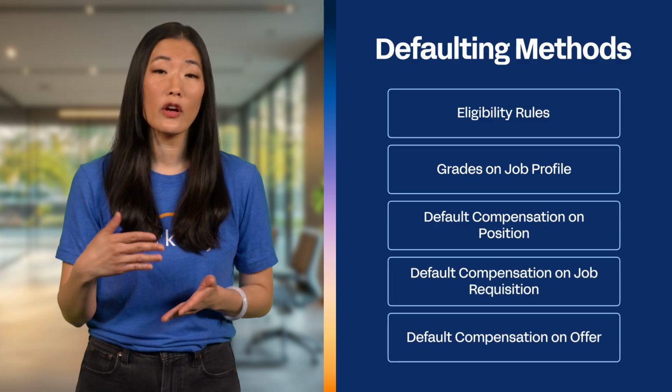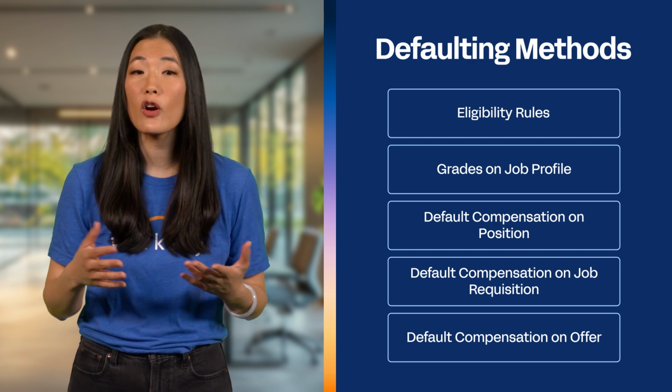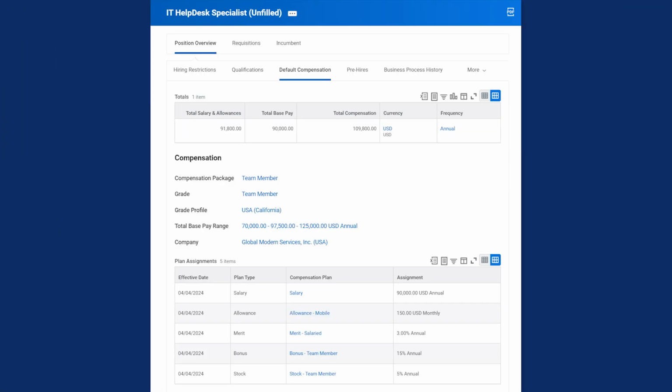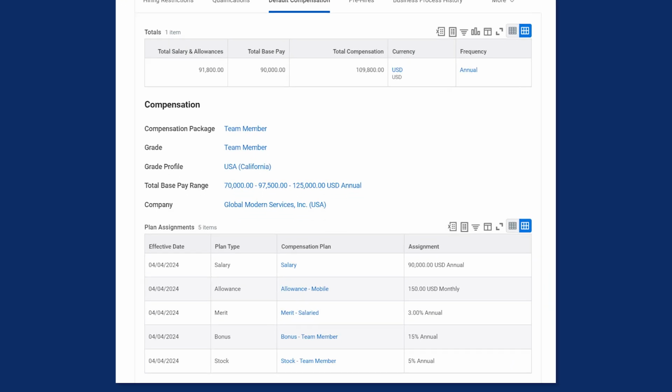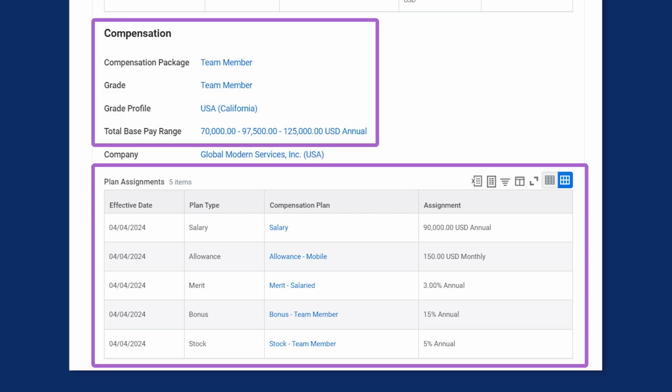Workday considers an order of precedence to determine what compensation components should default in if there are multiple defaulting approaches in place. For example, in Workday HCM, you may choose to only use compensation eligibility rules to drive what compensation components an employee is eligible for. You may also have compensation defaults set at the position level. If you're using compensation eligibility rules along with position compensation, then the components assigned to the position take precedence and default in during the transaction.